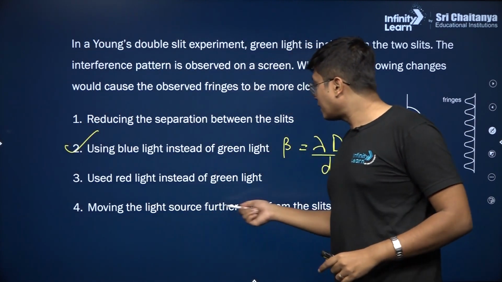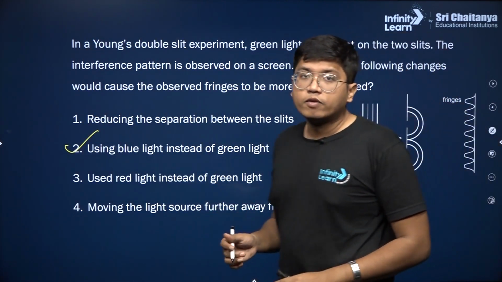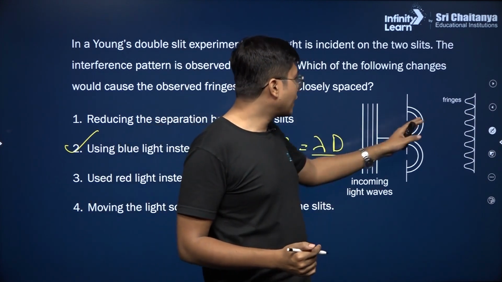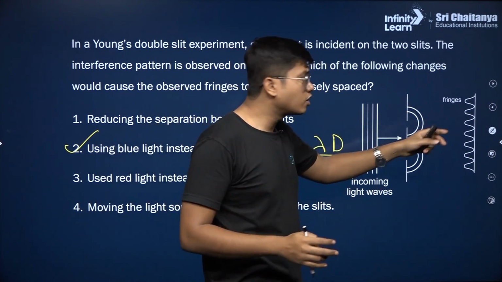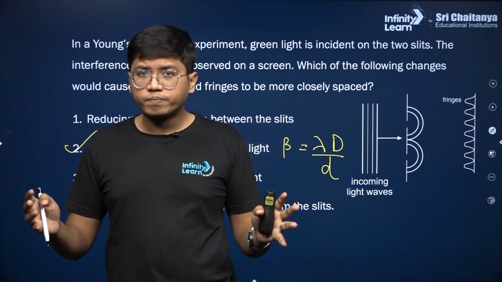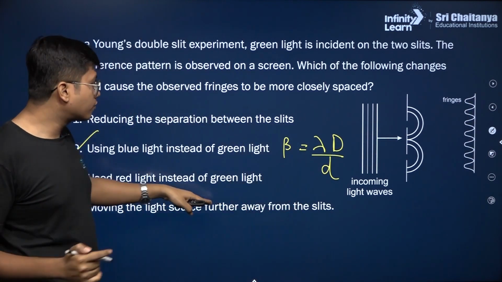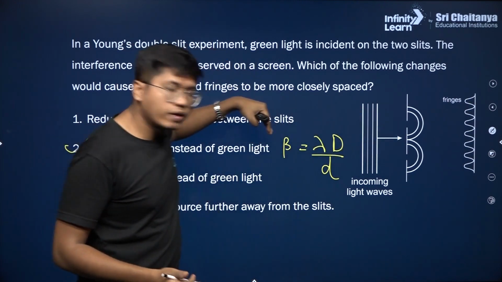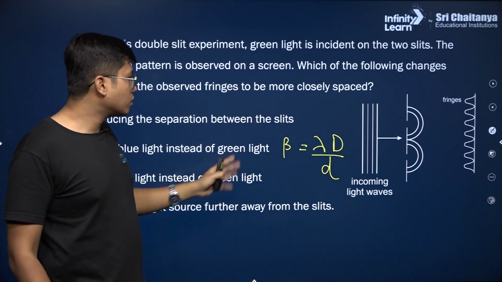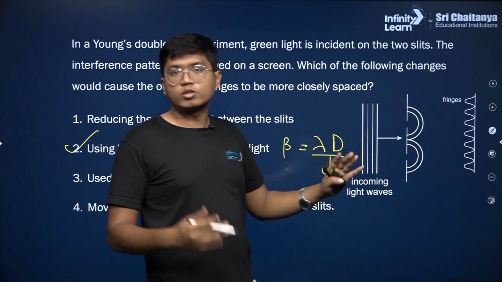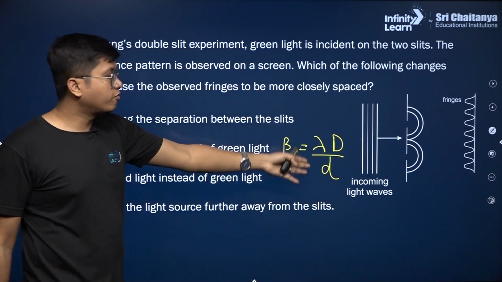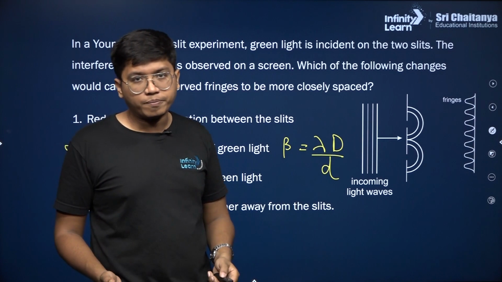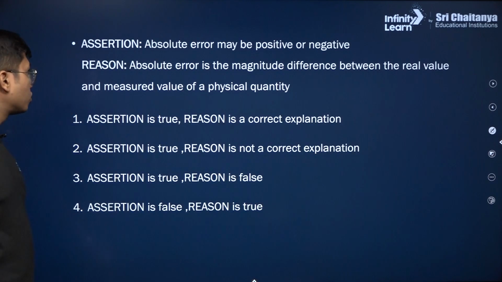Next is moving the light source further from the slits. If you do that, then your capital D value goes up. Or okay, it's the light source further from the slit, so that is not going to do anything. You're moving it back, it doesn't do anything because firstly there are parallel waves coming in, so nothing itself is going to change, and in the formula you see nothing is going to change anyway. So correct statement, option 2.